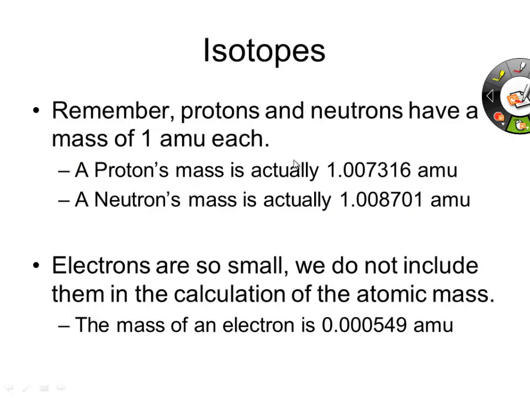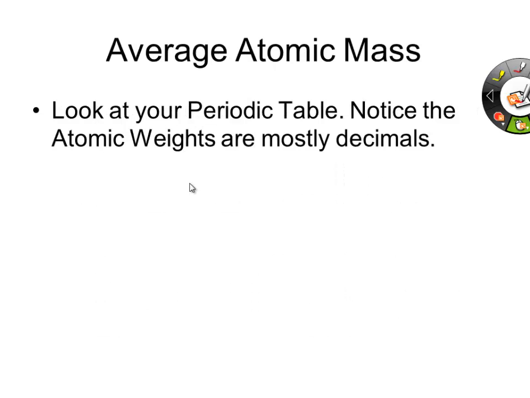Remember that protons and neutrons have a mass of 1 atomic mass unit each. Now the actual masses are slightly more than that, but we're going to consider them just to be 1. Electrons have such a small mass that we don't actually include them in calculations of the atomic mass because they're about 2,000 times smaller than that of a proton or neutron.